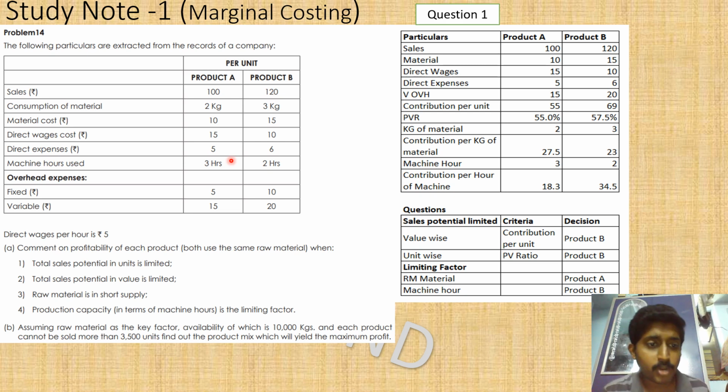Okay, let's dive into the problem. Fixed overheads per unit is given. Usually fixed overheads will not be given per unit, but here they have given per unit. Variable overhead is also given per unit. Direct wages per hour is 5 rupees. Total wage cost also they have given, and per hour rate is also given, which means the number of man hours used or direct wage hours, that also we can find. Total wages cost divided by the wage rate per hour, that also we can find.